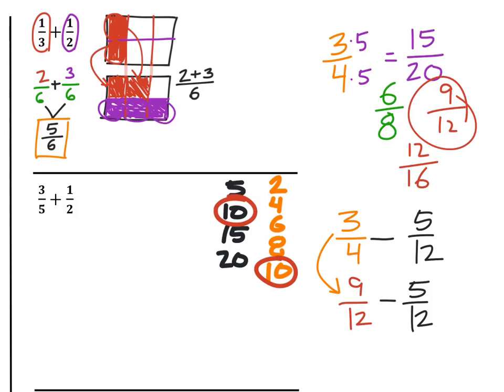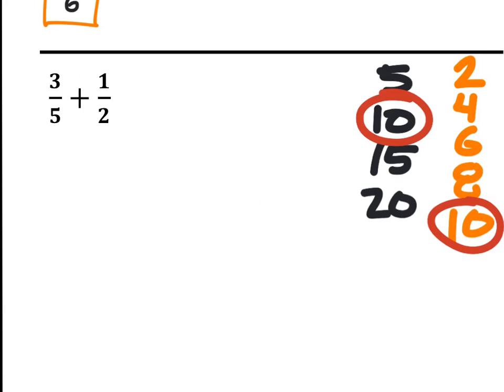Now we come to the problem, and we need to ask ourselves, what do I multiply 5 by to get 10? Well, I would have to multiply it by 2, right? Now that gives me a denominator of 10. But remember from the last example we just did, if I do it to the denominator, I must do it to the numerator as well. So 3 times 2 would make 6 tenths.